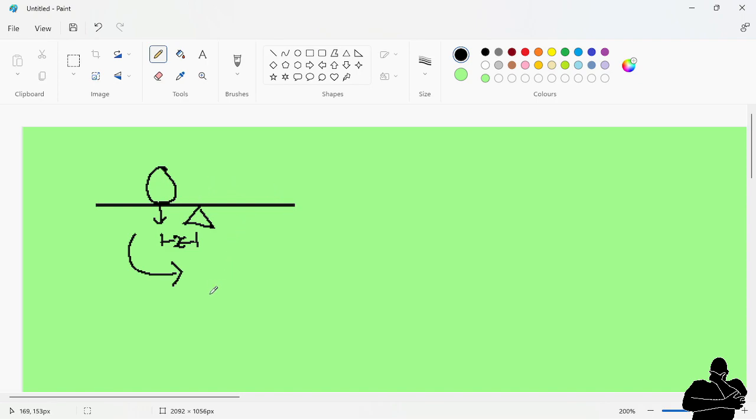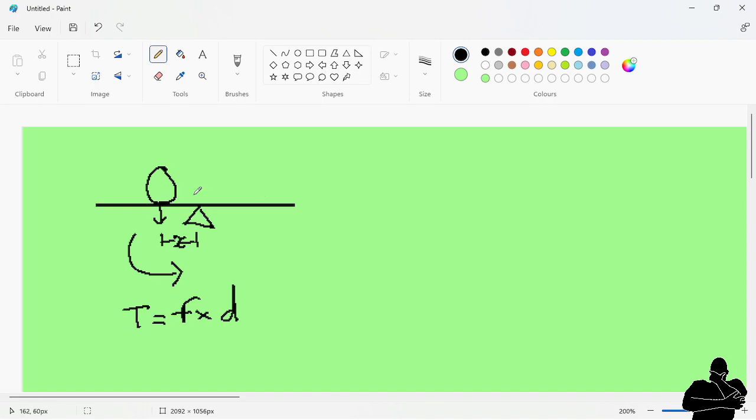Well, moment is equal to force times perpendicular distance. So moment, we can just call it T for torque, is equal to force times perpendicular distance. Now, if the mass of the person over here is 2 times the mass of the person here, then the force generated by this person will be 2 times the force over here, right?